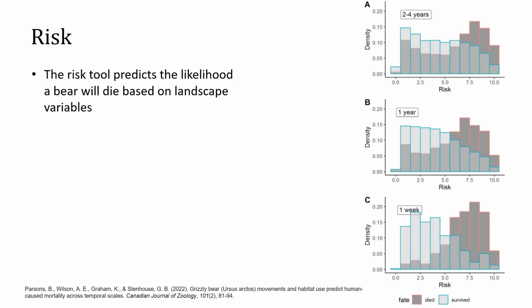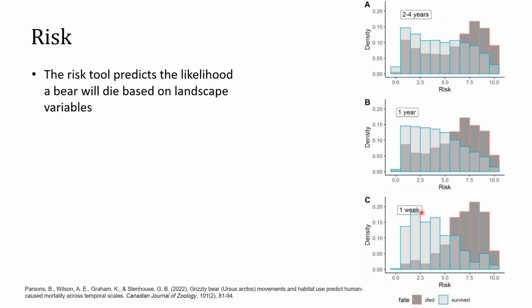Our next tool is our risk tool. The risk tool predicts the probability of grizzly bear mortality and models this using landscape variables. On the right here, we have a figure depicting mortalities of grizzly bears by time spent in areas of higher mortality risk. Up here, we have time spent as 2 to 4 years, 1 year, and 1 week.